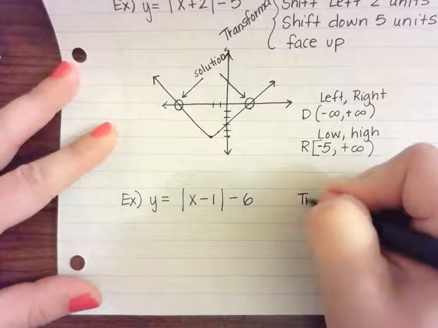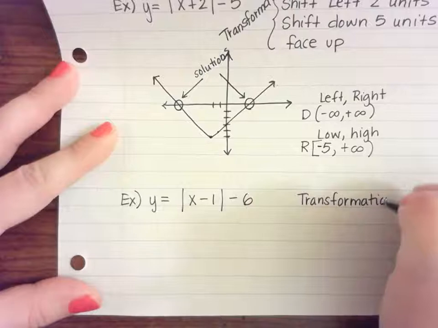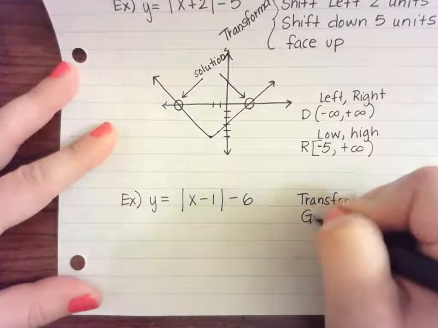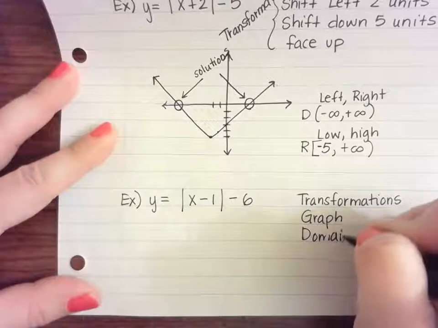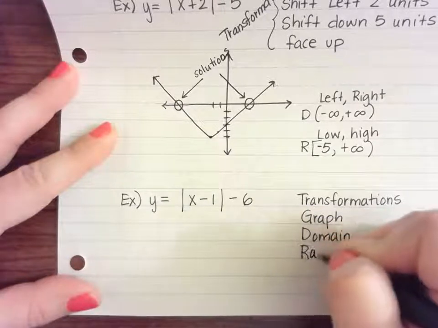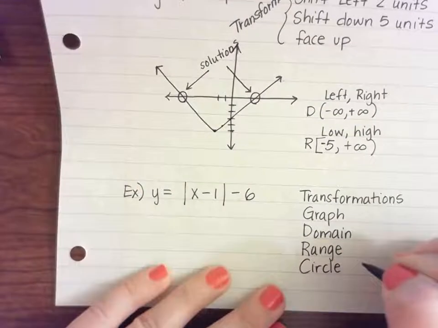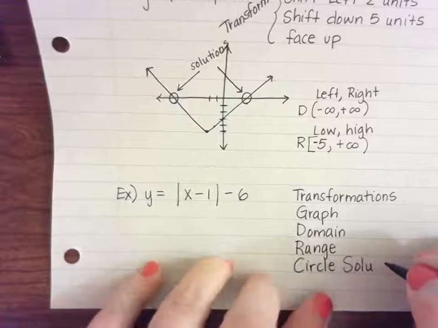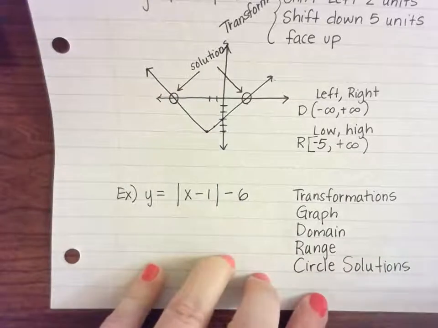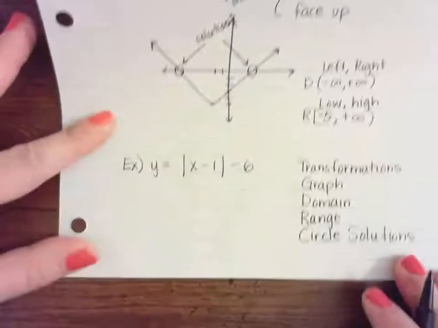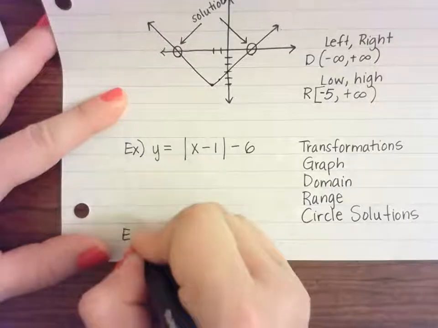I want to know transformations. Tell me how it moves. Then after you graph it, I want to know the domain and the range, and then circle the solutions. If you need to go back and watch me graph the other absolute value function, you can, to help you out with doing your graph. Also, have your notes next to you. That's going to help as well.